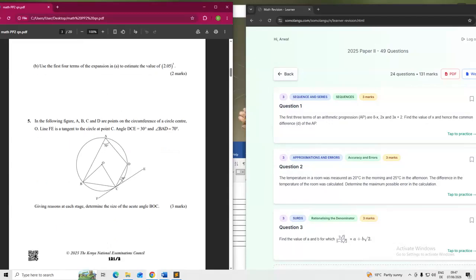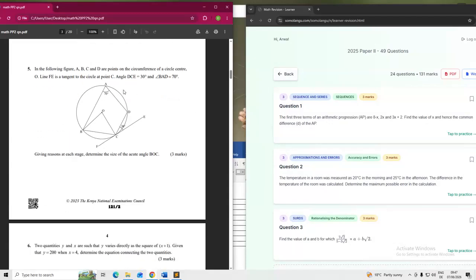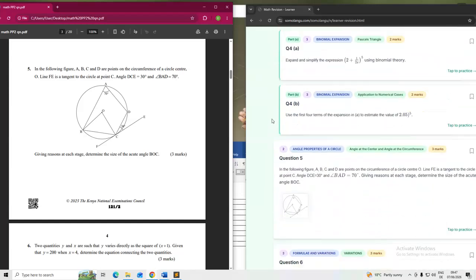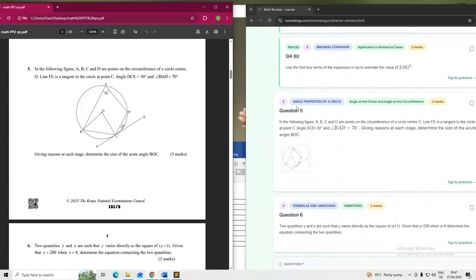We proceed to question number 5. So we do have an image here, and the question is, giving reasons at each stage, determine the size of the acute angle BOC. So BOC is the angle at the center of the circle. Let's go to Somolangu. So we can see this is a question that tests angle properties of a circle, and more specifically, angle at the center and angle at the circumference.